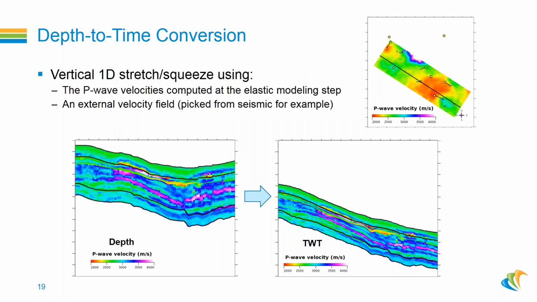The other thing to consider is that our reservoir models are mainly in depth, so we need to convert them to time. What we can do is a vertical 1D stretch and squeeze using, for example, the P-wave velocity computed at the elastic modeling steps using the rock physics models, or we can input an external velocity field, which usually comes from the seismic. We can use that for establishing a time-depth relationship and convert our depth model to a time model using that velocity data. The velocity, for example, is shown here in a reservoir layer.